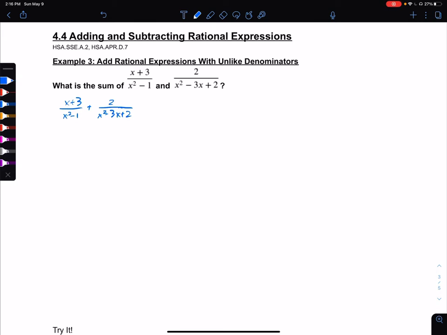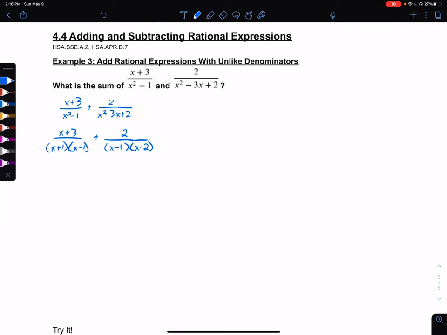So this first fraction we're going to write as x plus 3. X squared minus 1 is the difference of two squares, so that's going to be x plus 1, x minus 1. And then my second term, we're looking at the factor sum chart. My numerator stays as 2, and then we want factors of 2 that add up to negative 3. So this will be x minus 1 and x minus 2.